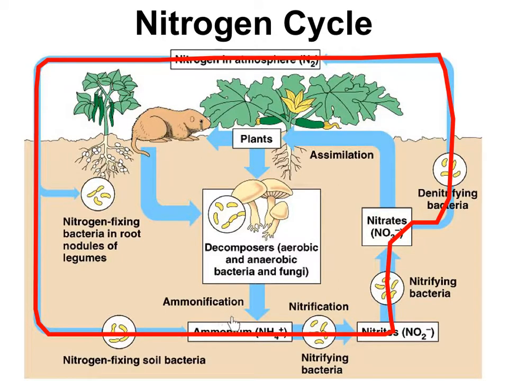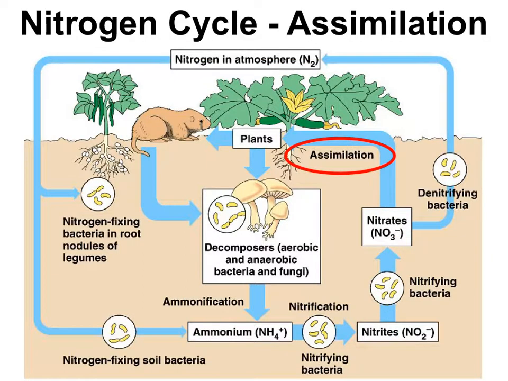Nitrification converts ammonium into nitrites and then into nitrates. Finally, denitrification releases nitrogen back into the atmosphere by making N2 gas. So how does this outer nitrogen cycle connect to the inner nitrogen cycle? Let's check it out. Well, plants take in nitrogen in the form of nitrates. So this is the entry point for plants.